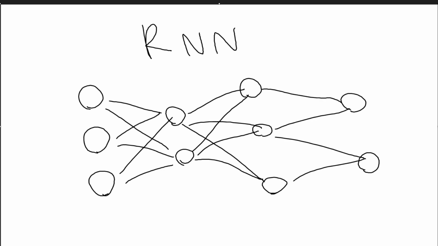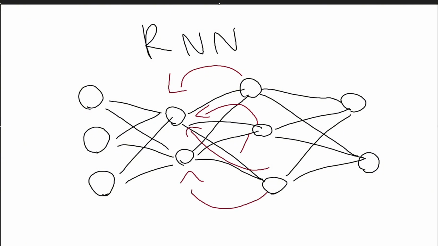Here, I'm currently drawing a picture of a neural network, but these red lines going from the second hidden layer to the first hidden layer represent the recurrent part, where it is sending the data back to process it again.